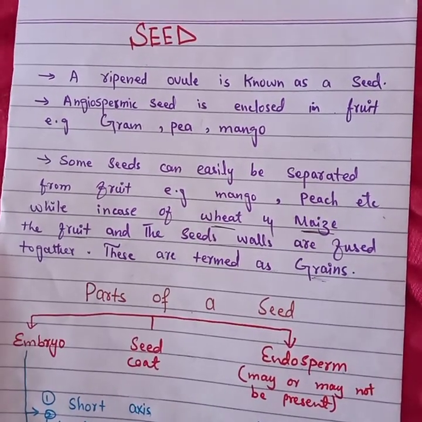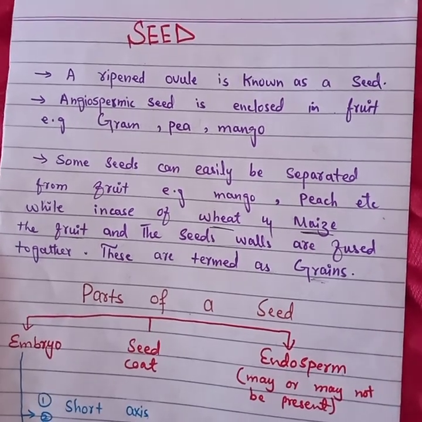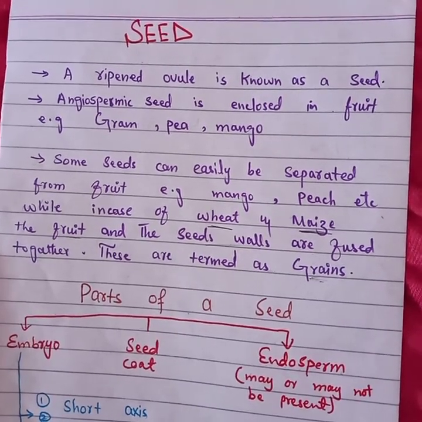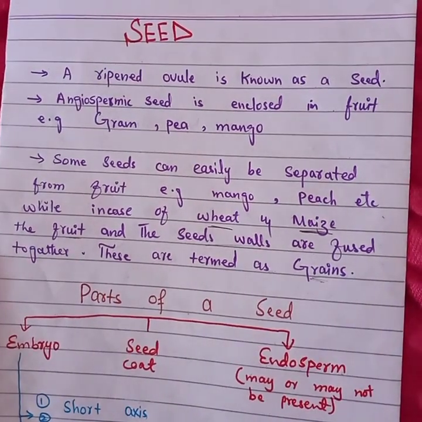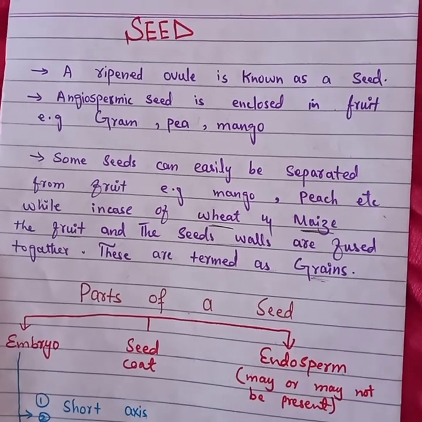So angiospermic seed is enclosed in fruits, for example, gram, pea, mango. While in case the seed belongs to gymnosperm, then they will be naked. They will not be protected by fruit, or they will not be enclosed in fruit, right?